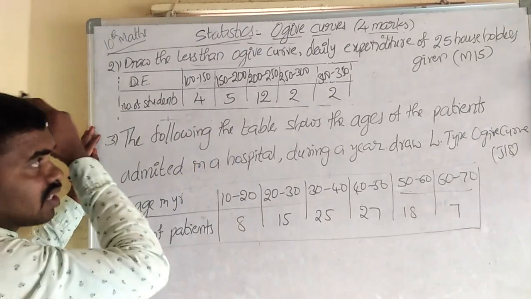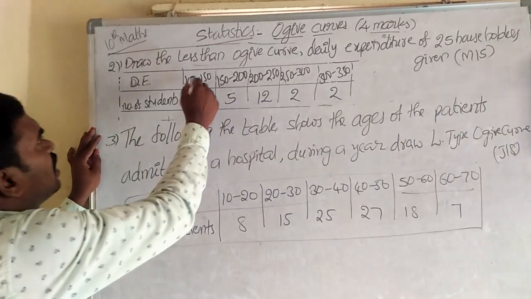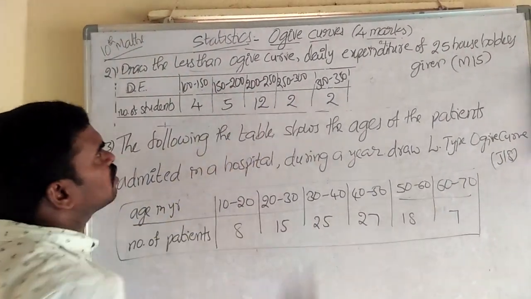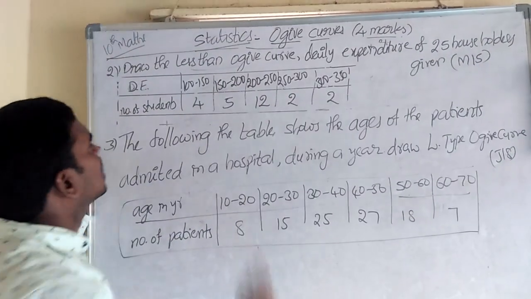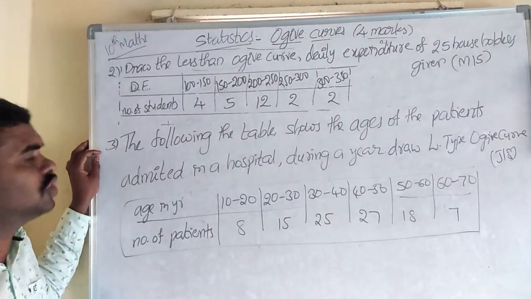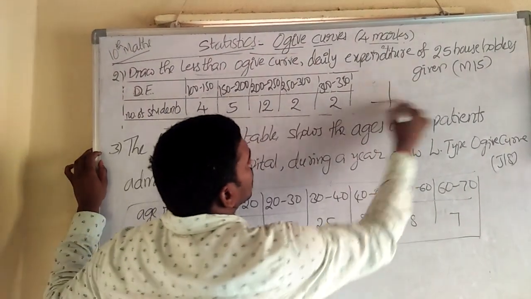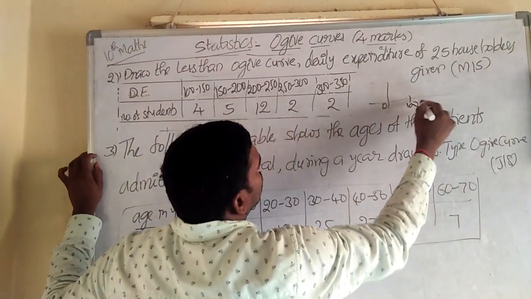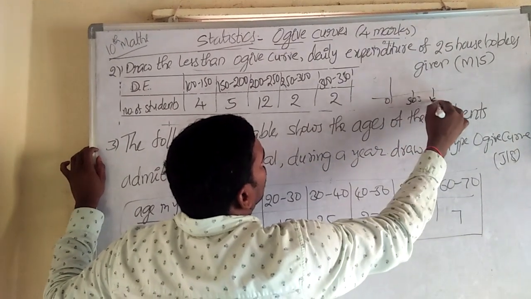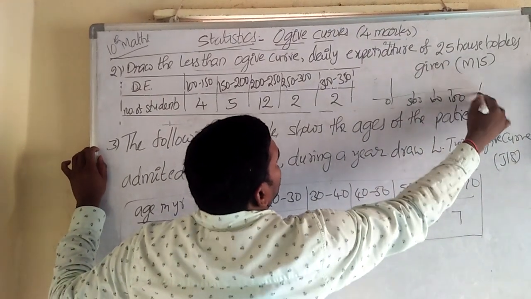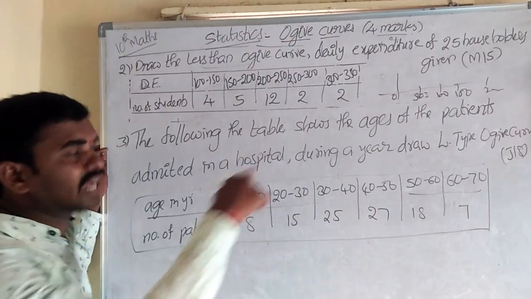Moreover, since the classes are 100 to 150, 150 to 200, you have to take the scale on the x-axis like 50, sorry, 0, 50, 100, 150. Then draw 50, 100, 150, 200. It is better to take the scale like that.